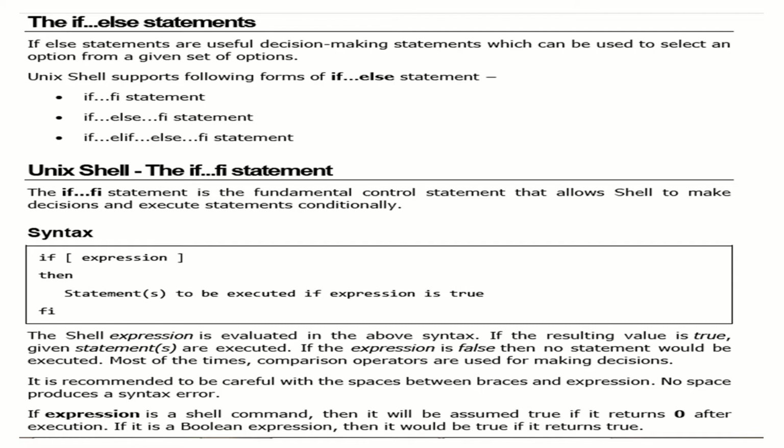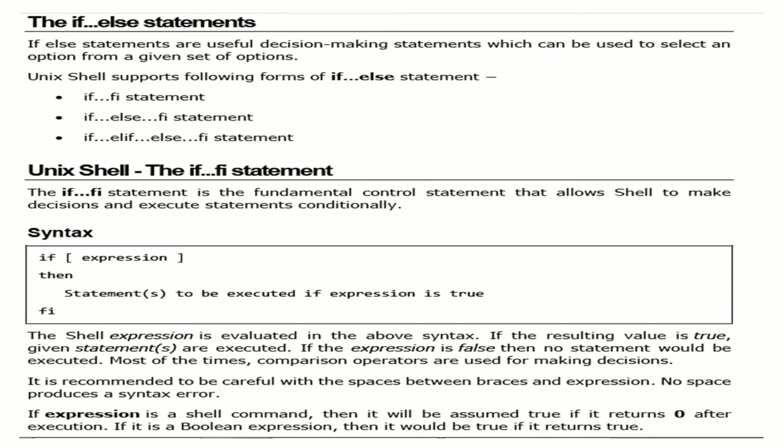Be careful about how to write the expression in Unix, because it is very important. After the square bracket leave one space, then write the operand, then write the operator, leave one space, then write the operand, then leave one space, then you can close the bracket. That's the pattern you need to follow, otherwise it does not execute in the Unix environment. If there is no space between them, it is automatically a syntax error.